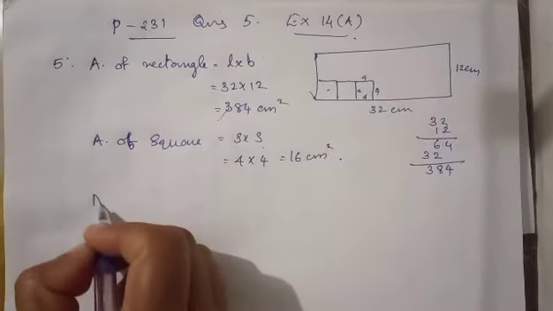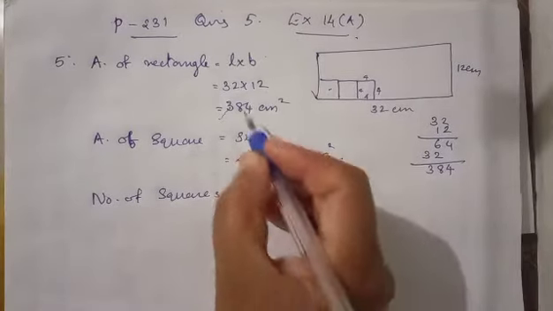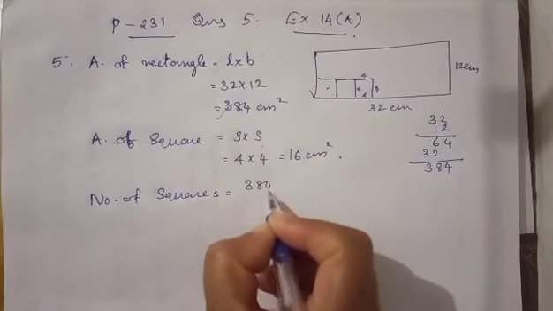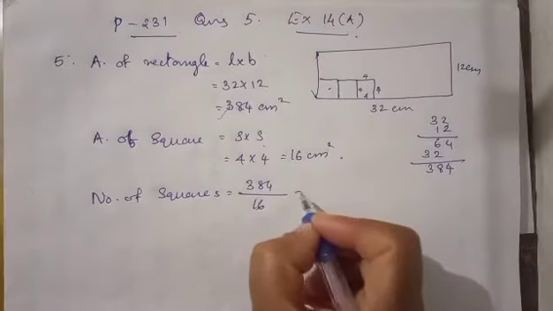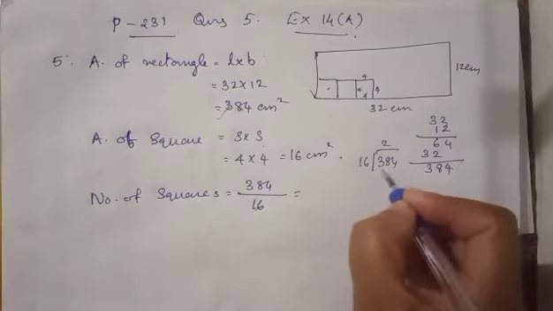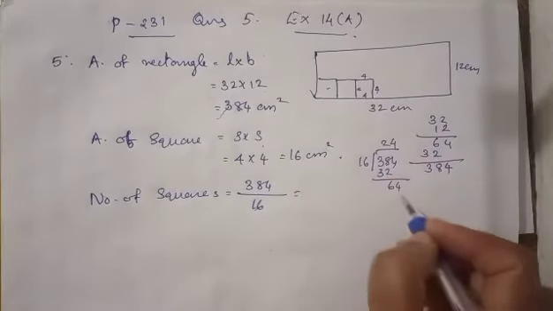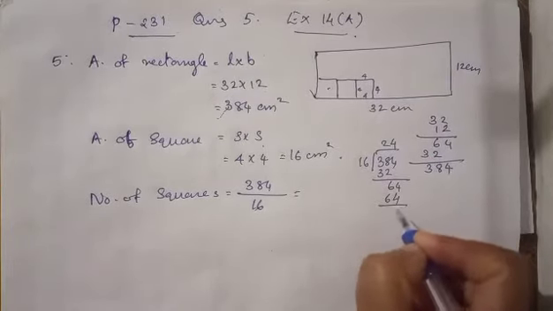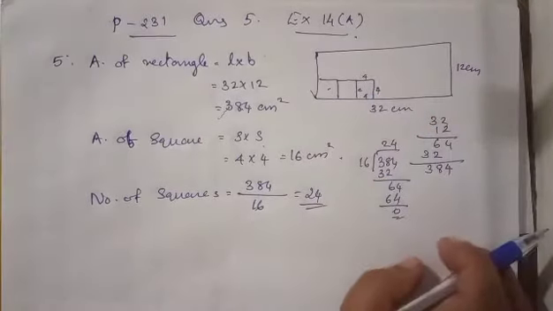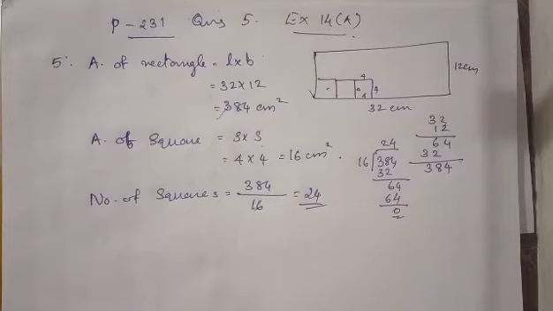Then after that, how many squares can you cut from this? That is the area of the rectangle divided by the area of the square. 384 divided by 16. 16 2s are 32. 64. 16 4s are 64. So 24 squares we can cut using this rectangular metallic sheet. You can cut 24 squares.